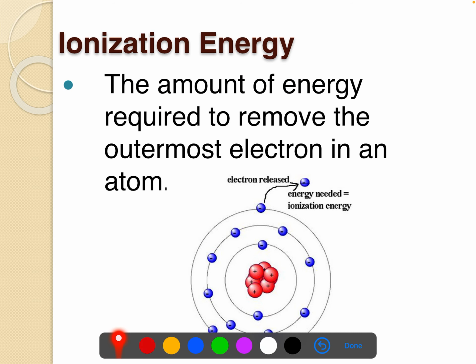All right, the second thing we're going to talk about is ionization energy. Ionization energy has the word ion in it. It is the amount of energy required to remove the outermost electron in an atom. In other words, it's the amount of energy required to make an ion. Removing an electron is making an ion. Now, I know that adding an electron is also making an ion, but in this case, we're talking about electron removal.